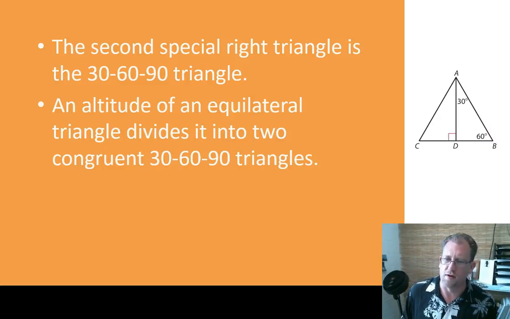And what they're showing you here in this diagram is that a 30-60-90 degree triangle is what you get if you drop an altitude down an equilateral triangle. Triangle ABC is equilateral. Drop an altitude, it's also a median. And now you've created two 30-60-90 degree triangles, okay?